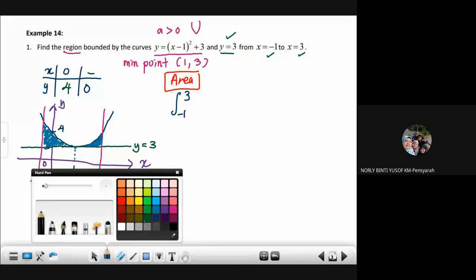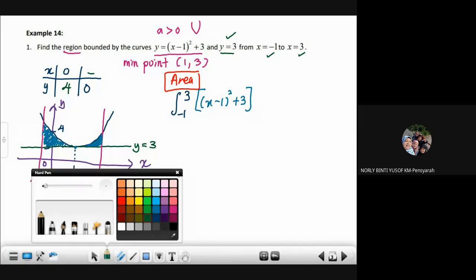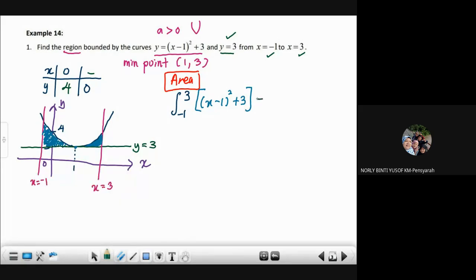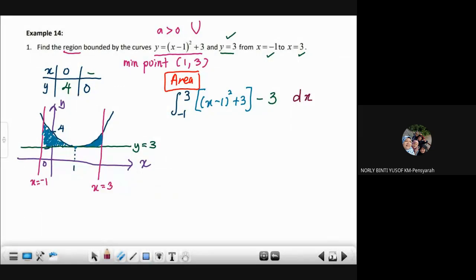Okay, then you see you punya above adalah curve. So curve dulu. So curve you adalah (x minus 1) squared plus 3. Okay, and then you minus with the line. The line is green color kan. So minus with line. Line is 3. Then with respect to dx.